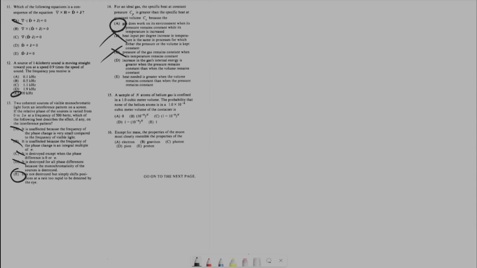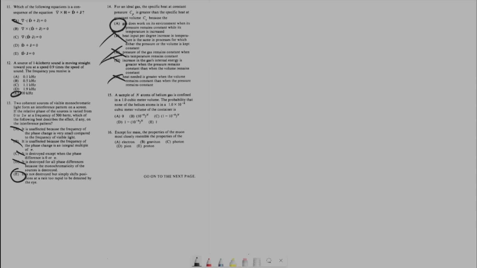The increase in the gas's internal energy is greater when the pressure remains constant. And then with the volume, it's not correct. Simple equation here, it means that it's only proportional to the temperature. So that one's no good. Heat needed is greater when the volume remains constant than when the pressure remains constant. That's very ambiguous. Heat for what? If it doesn't tell us what they're asking, we can kind of say no to that. So we got the answer of A.